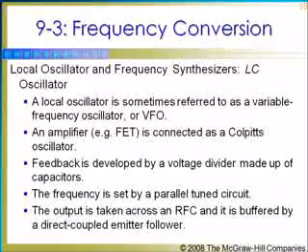An amplifier, for example a FET, is connected as a Colpitts oscillator. Feedback is developed by a voltage divider made up of capacitors. The frequency is set by a parallel tuned circuit. The output is taken across an RFC and is buffered by a direct coupled emitter follower. Most drift comes from the LC circuit components themselves.